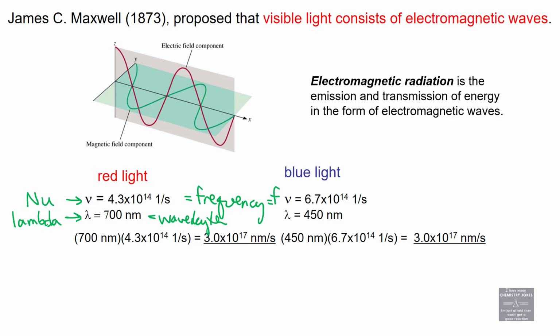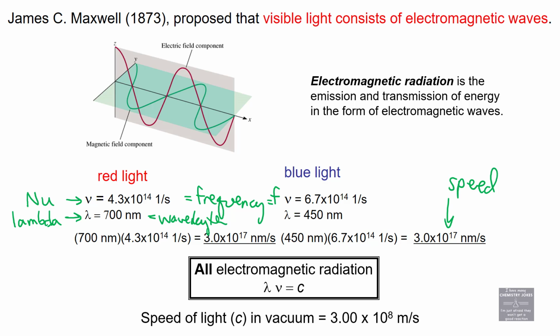This is the speed at which those waves are traveling. Blue light waves are traveling at 3 times 10 to the 17th nanometers per second. Red light waves are traveling at 3 times 10 to the 17th nanometers per second. All light is traveling at 3 times 10 to the 17th nanometers per second. Whether it's red, blue, or ultraviolet, or radio, or IR, all electromagnetic radiation waves are traveling at 3.0 times 10 to the 17th nanometers per second. So C, this here, is the speed of light.